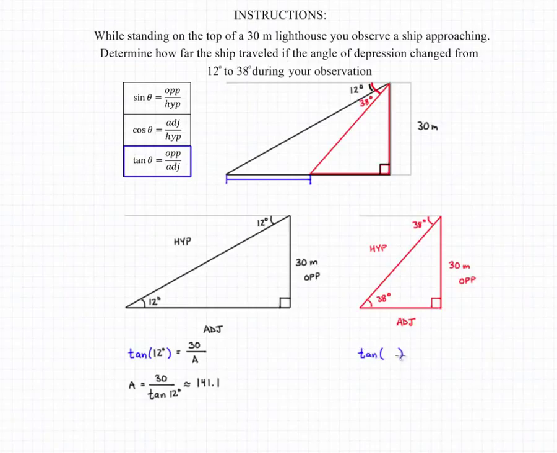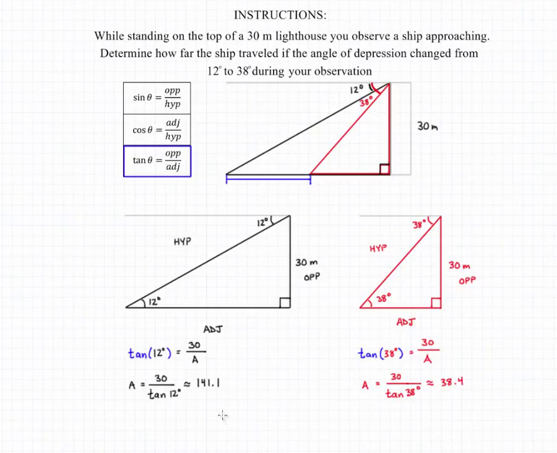Now we can use tangent again, because again, we know the opposite side and we're looking for the adjacent side. So the tangent of 38 degrees is going to equal 30 over the adjacent side, or the adjacent side will equal 30 over the tangent of 38 degrees. And that will come out to approximately 38.4 meters.